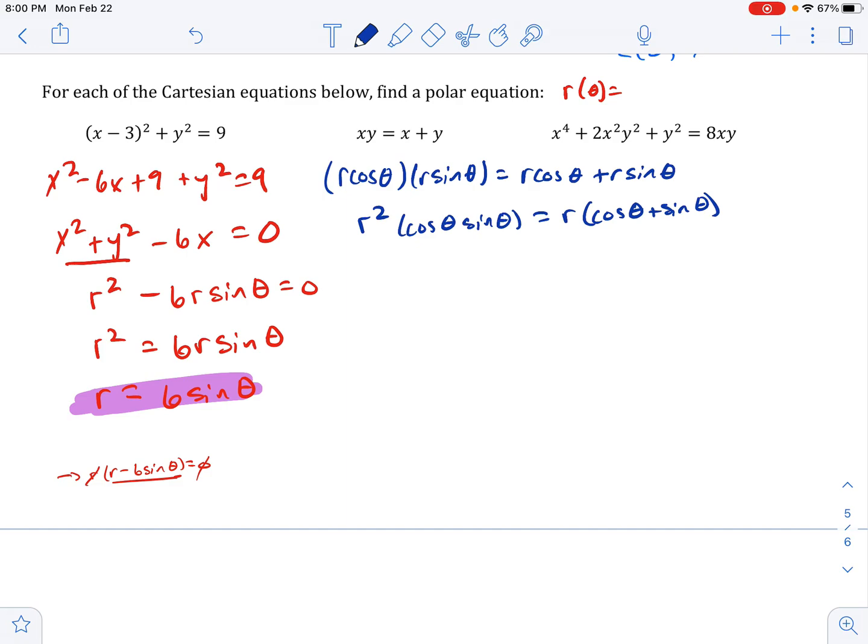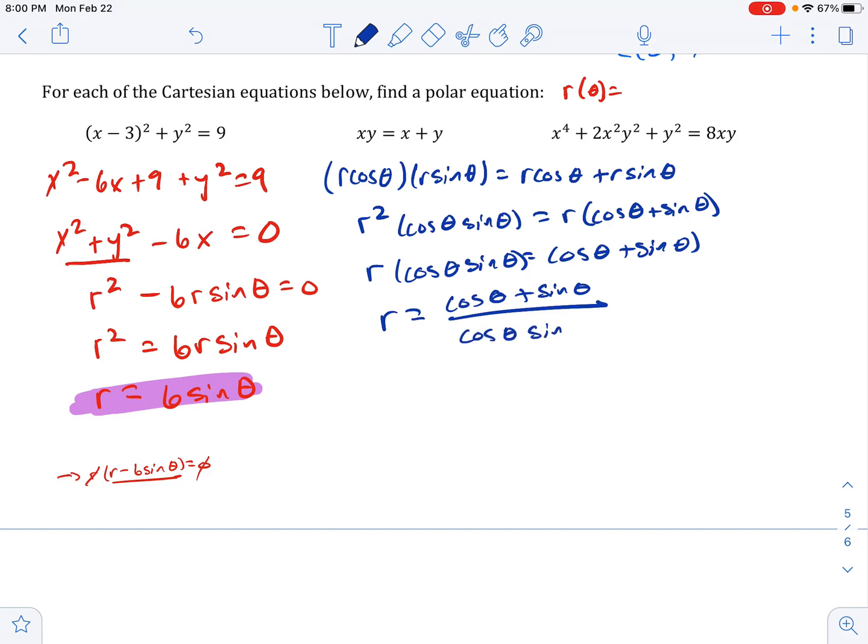Divide both sides by r, then you just get r times the cosine of theta sine of theta equals the cosine of theta plus the sine of theta. And then now we're just going to divide both sides by the cosine of theta times the sine of theta. And you just get r equals the cosine of theta plus the sine of theta, all divided by the cosine of theta times the sine of theta. And you can determine bounds on these to make one full function, from 0 to 2 pi, for example.